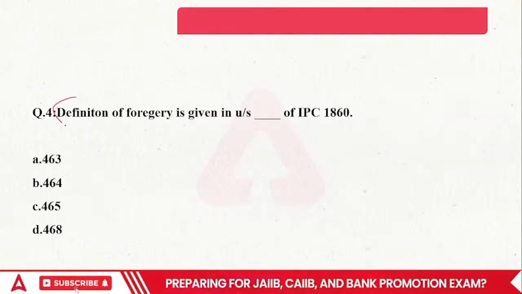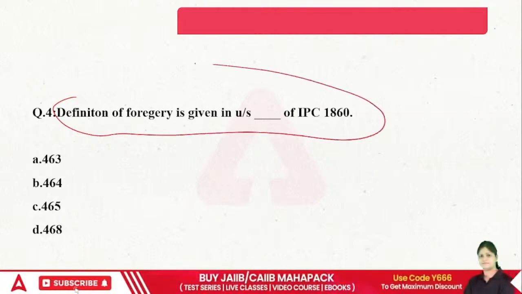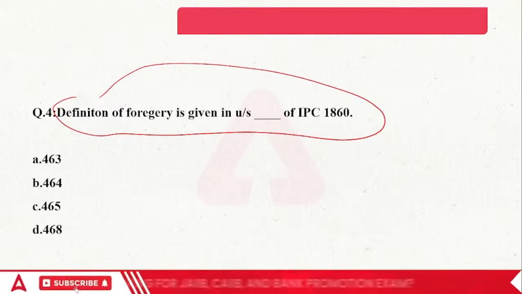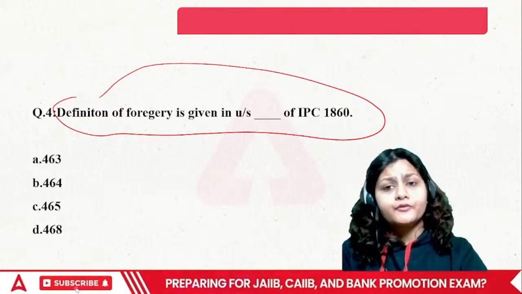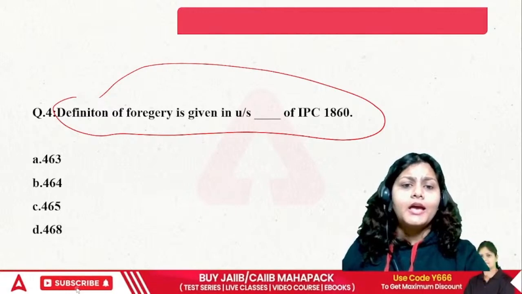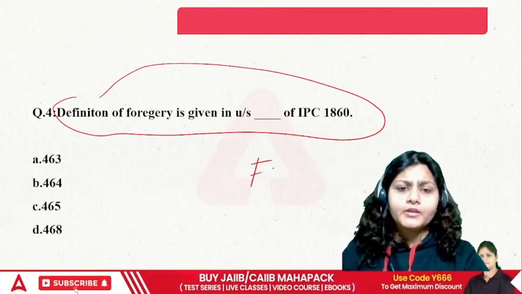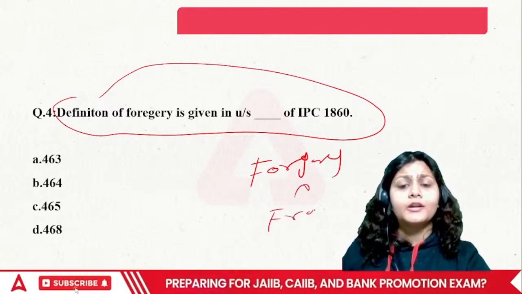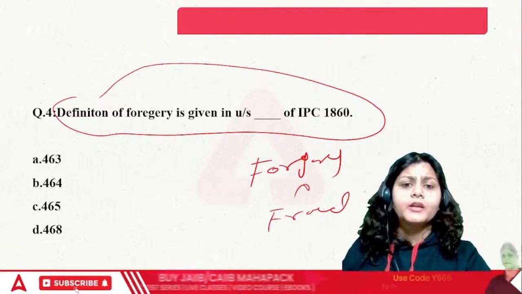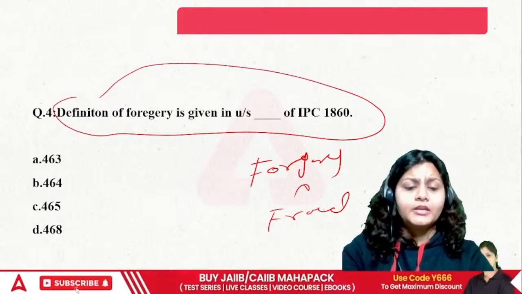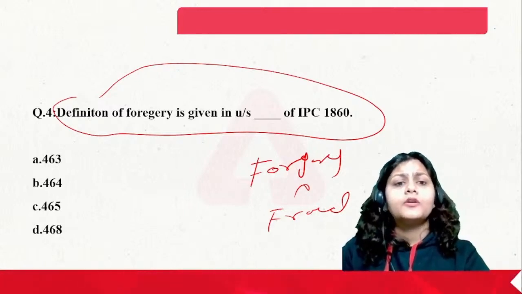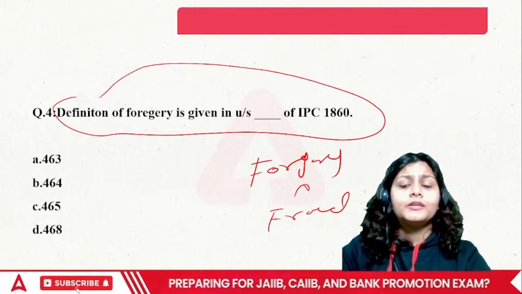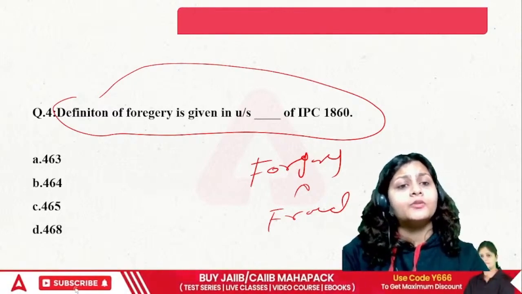The fourth question is, the definition of forgery is given under which section of the IPC 1860? See, there is a difference between forgery and fraud, right? A huge difference. Fraud is what? To deceive someone, to cheat someone. Okay? While forgery is what? Forgery is when you are doing an alteration in a genuine document.